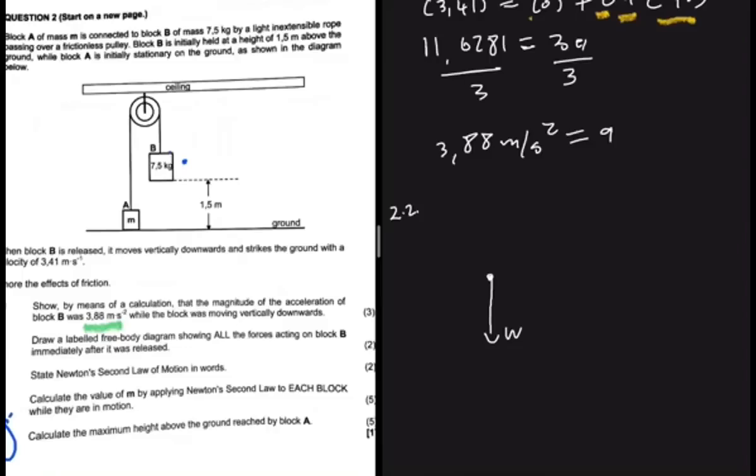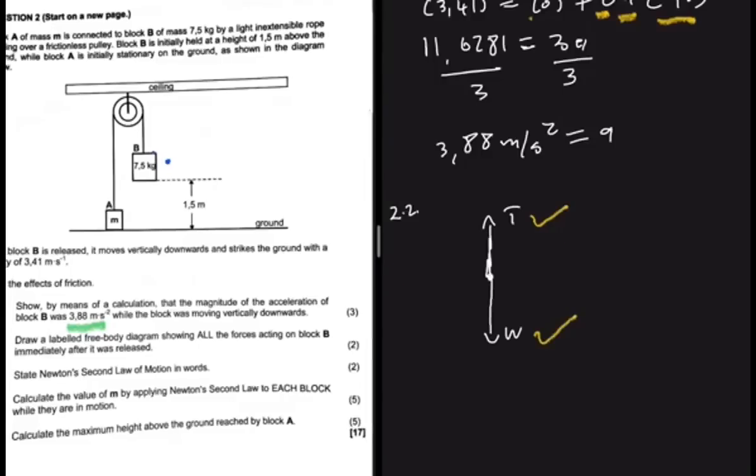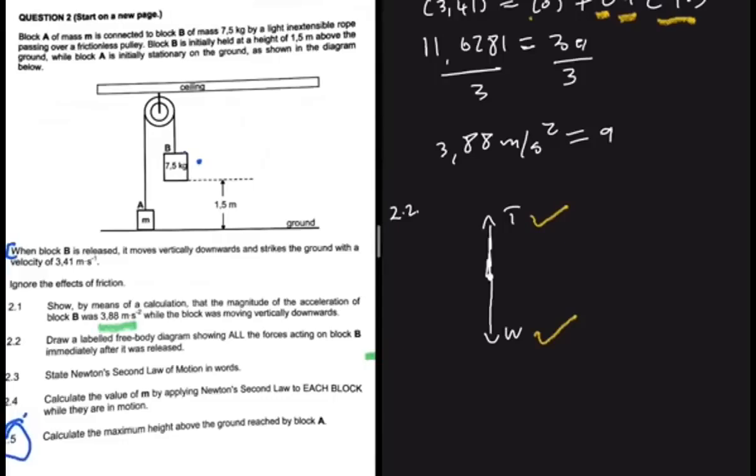It is connected to a light inextensible rope, so we're supposed to have tension force going up, right? So we have tension and weight. We have two forces acting on the object, and the question also has 2 marks, right? So we're quite confident we were able to identify all the forces. If the question was out of 3 marks and we had only 2 forces, we were most likely going to be doing something wrong, right? You should be aware of that.